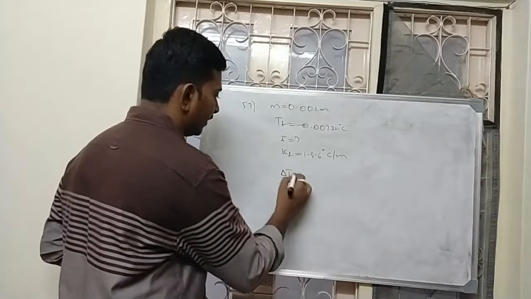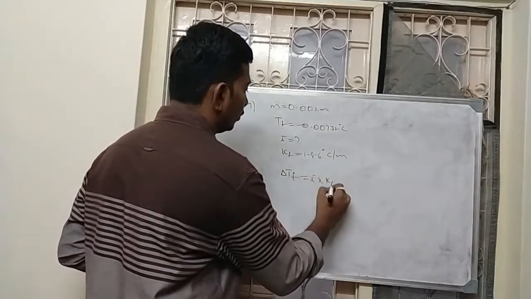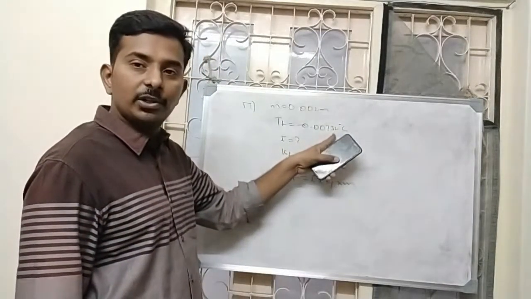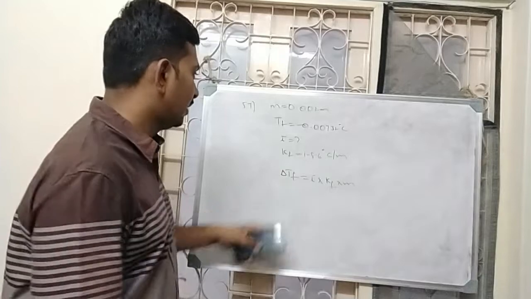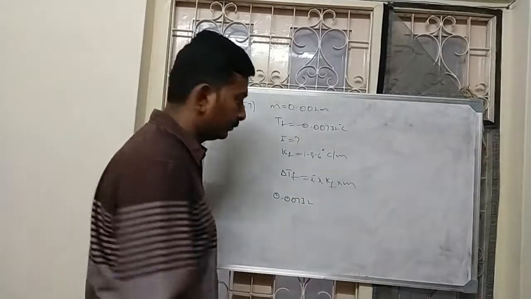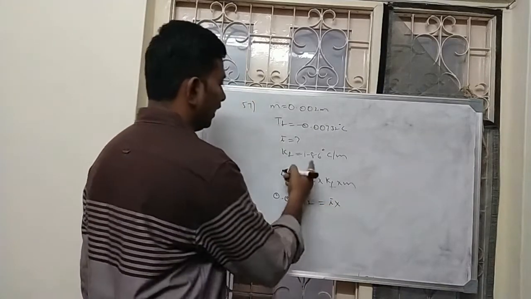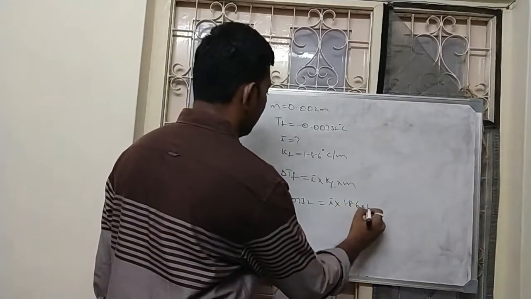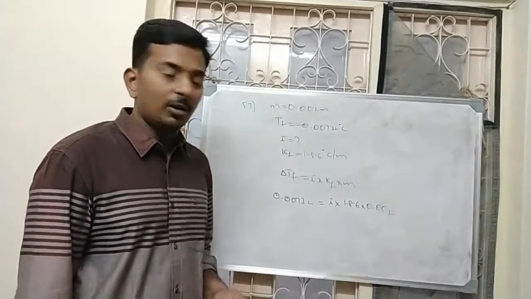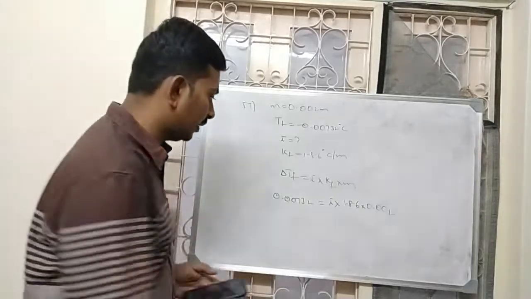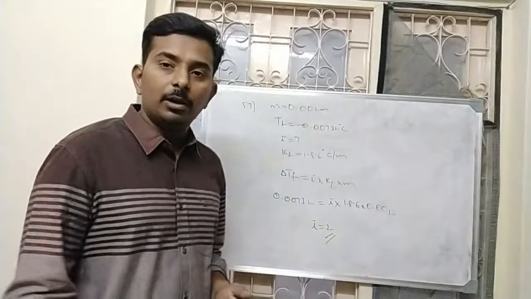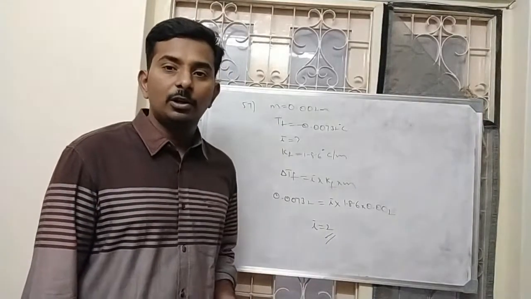So delta Tf is equal to i into Kf into m. The freezing point of the solution is minus 0.00732, which means the depression in freezing point will be plus 0.00732. This is equal to i into Kf, which is 1.86, into molality, 0.002. If you solve this, you will get the value of i. So the value of i will be 2. That means the ionic compound on dissociation will give 2 ions.